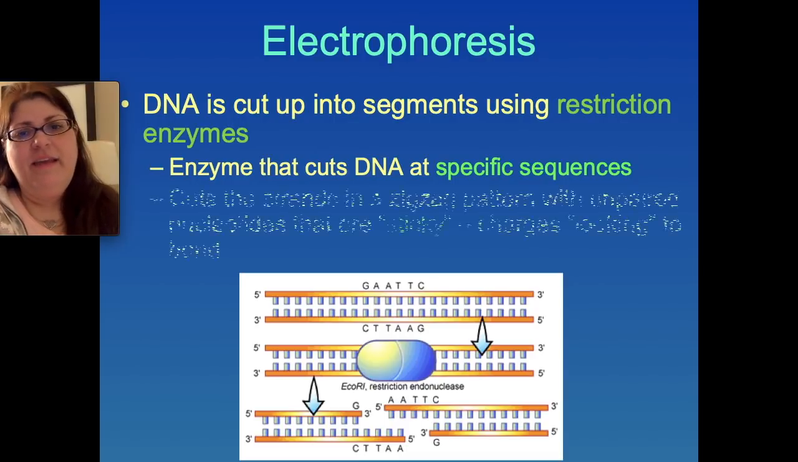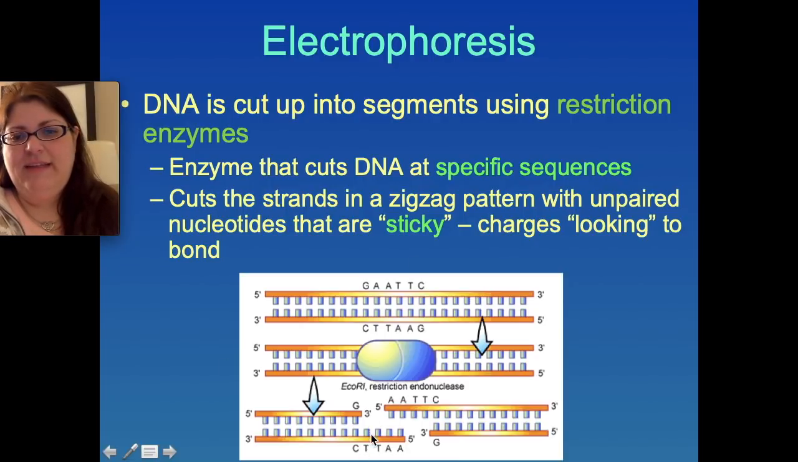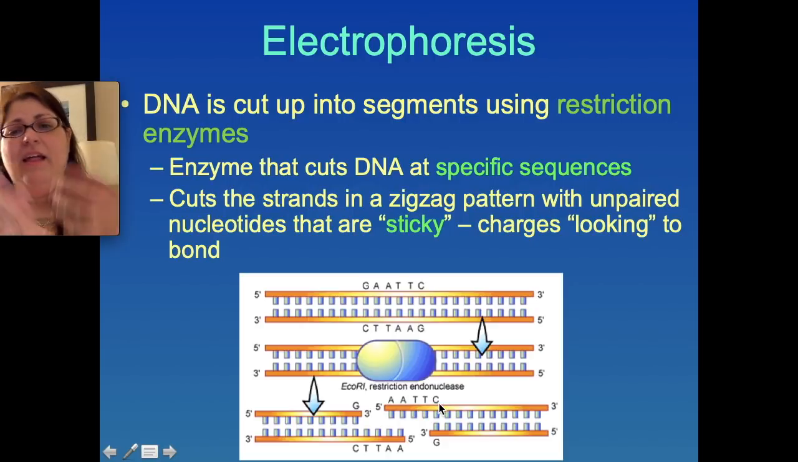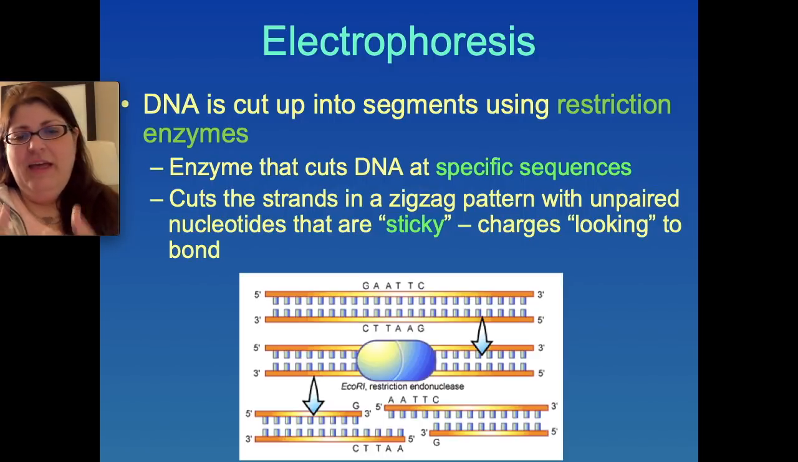And when it cuts it, it leaves behind what we call a sticky end. In other words, it cuts on a zigzag, so that on one side, TTAA is sticking out, and on the other side is AATT. And because those are complementary to each other, remember, they bond to each other by hydrogen bonds, and so they're looking to form another hydrogen bond. So that leaves a sticky end or a charged end.